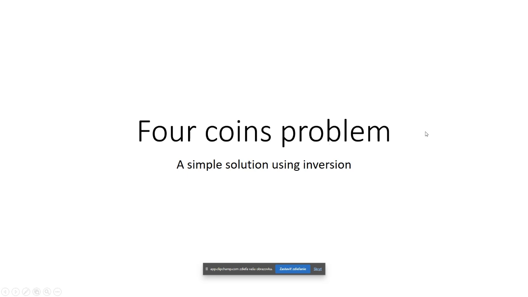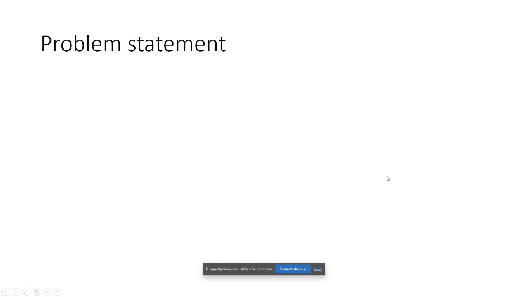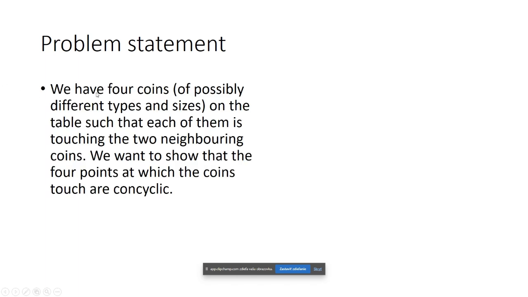Hi, welcome to the four coins problem, a nice little geometry problem we will solve using inversion. What is the precise problem statement? We have four coins which are circular but might be of different types and sizes, which lie on the table such that each of them is touching two of the neighboring ones. So we want to show that the 4 points, which are the points of tangency in this configuration, are concyclic.